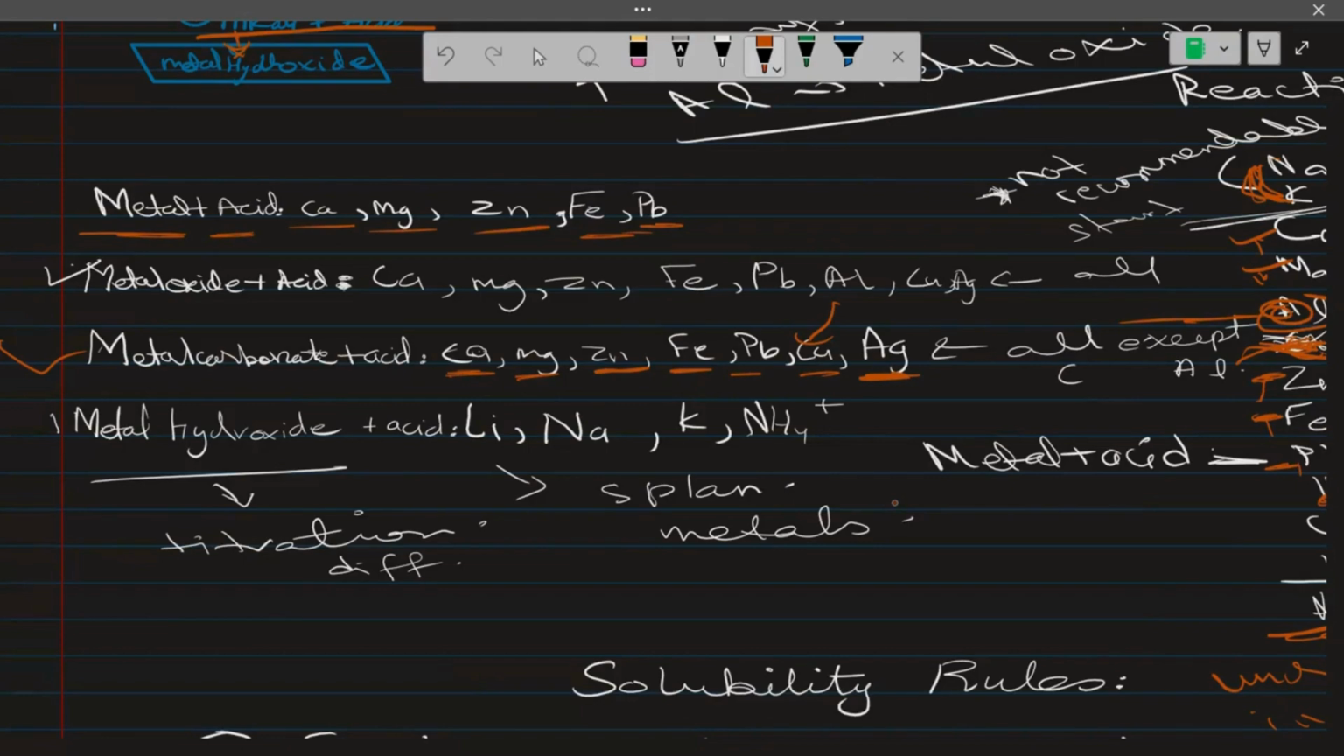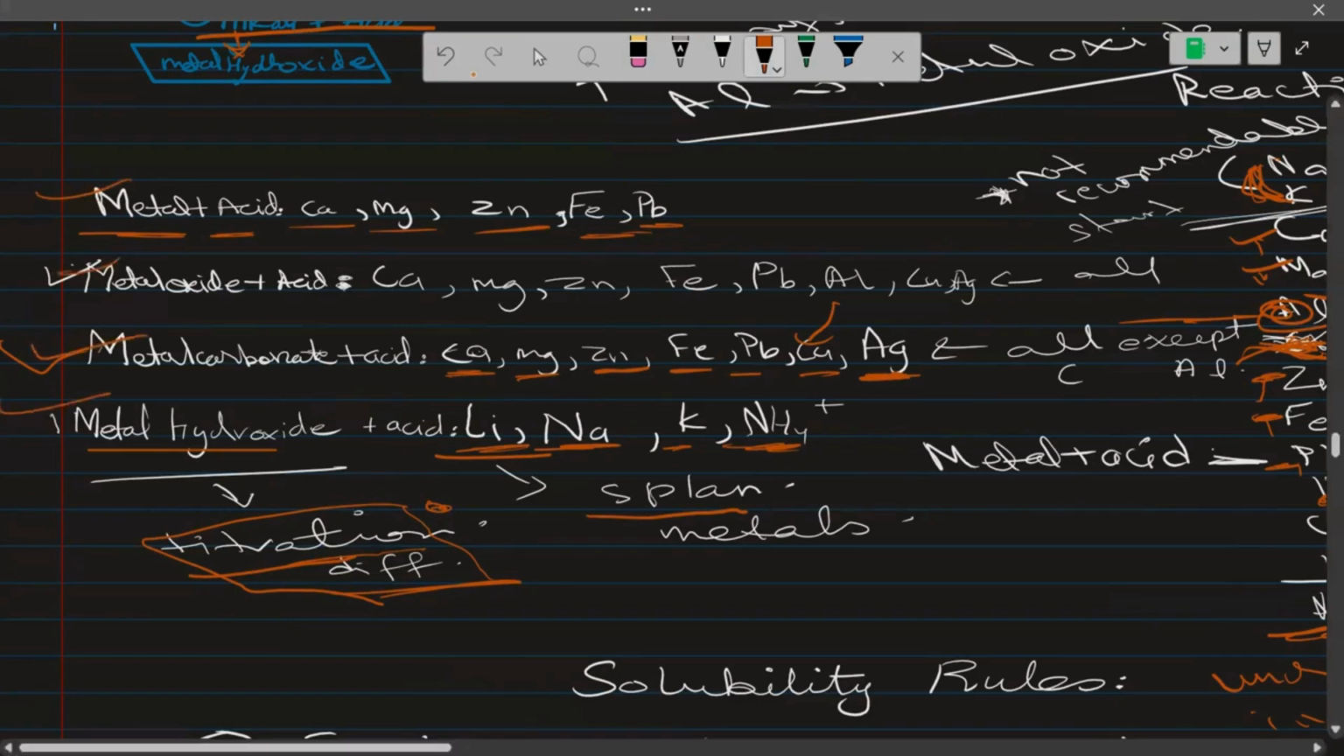And then if we come to metal hydroxide plus acid, what we see? Basically, they react just with the salts of the alkali metals, which we will understand later in this session. They only react with lithium, sodium, potassium, and ammonia, and by the help of titration, which is different, and we will do it in the next lecture, not in this lecture. So we are done with metal plus acid, metal oxide plus acid, metal carbonate, and metal hydroxide.